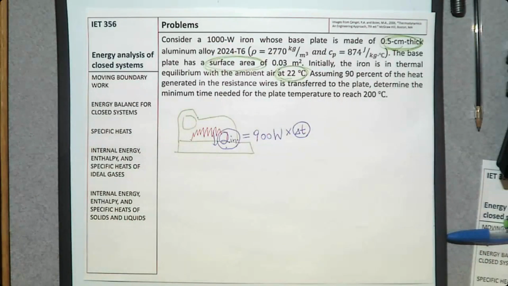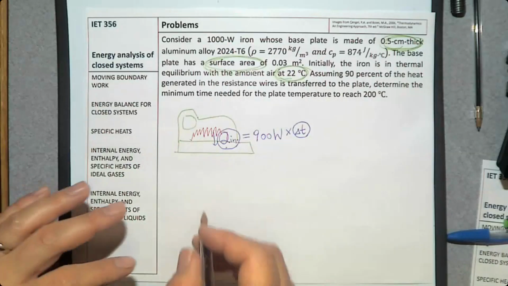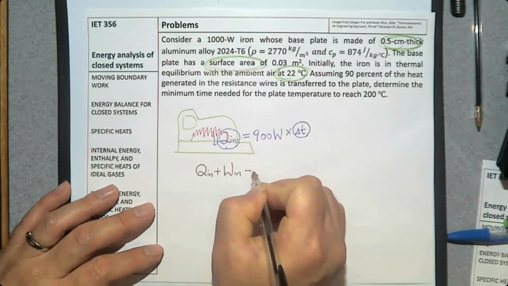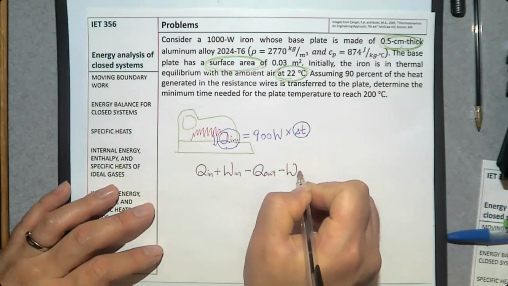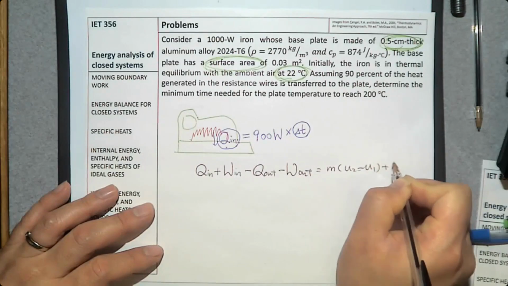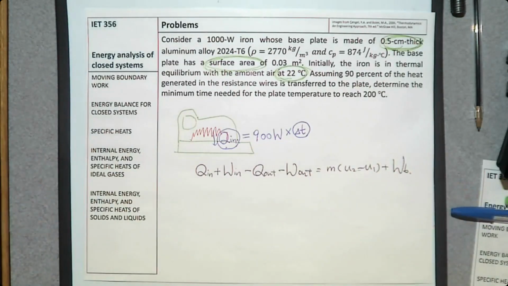So we got Q in. We know there is no Q out, there is no W in, there is no W out. So it's time to write the only equation we know. What is the only equation? Energy balance equation. So what is the energy balance equation? Q in plus W in minus Q out minus W out is mass times U2 minus U1 plus moving boundary work. What is Q in? Oh, we just found 900 watt times time.